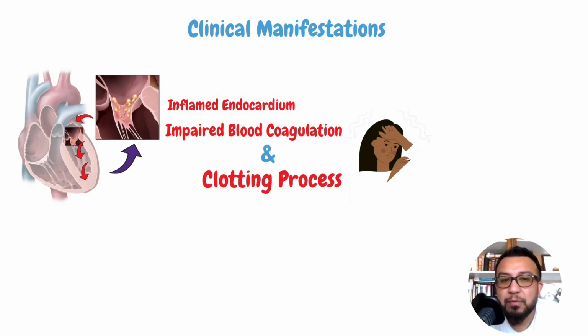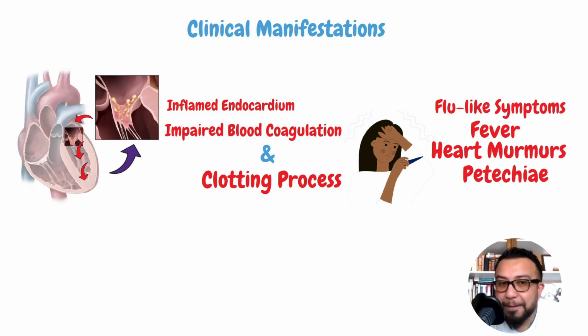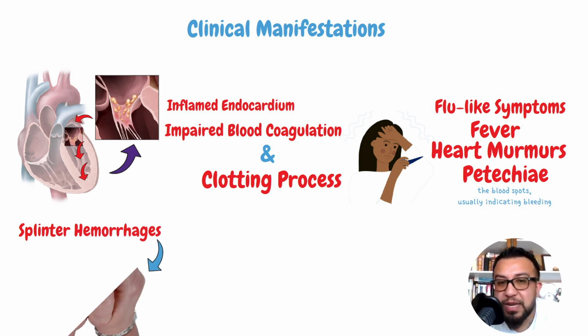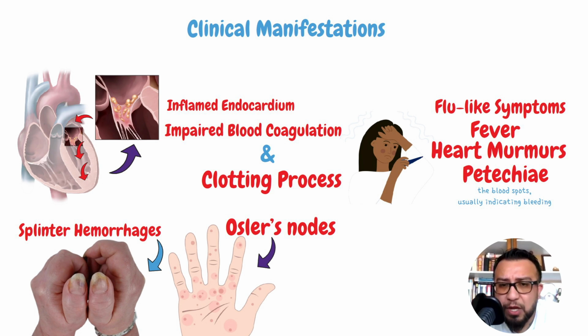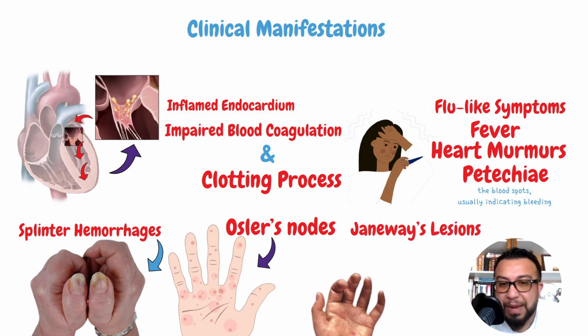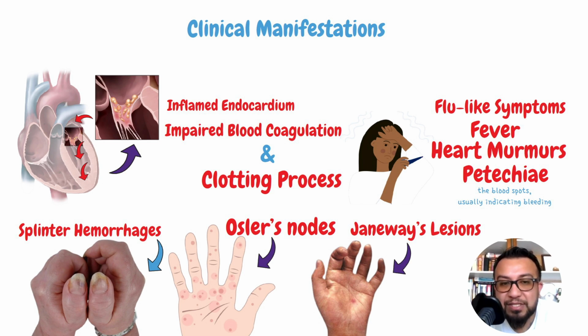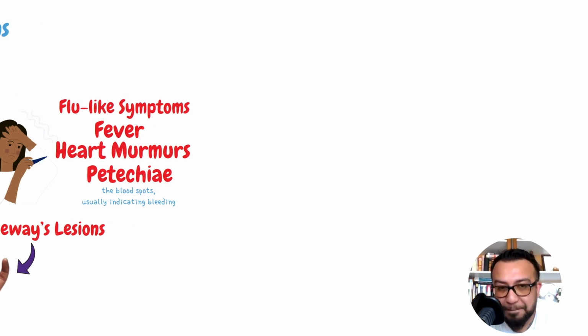The patient will manifest flu-like symptoms, fever, heart murmurs, petechiae, the blood spots, usually indicating bleeding, splinter hemorrhages in the nail beds, Osler's nodes, painful tender lesions on hands and feet where your immune system attacks the tissue, and Janeway's lesions, painless hemorrhagic lesions on hands, usually palm surfaces and feet.